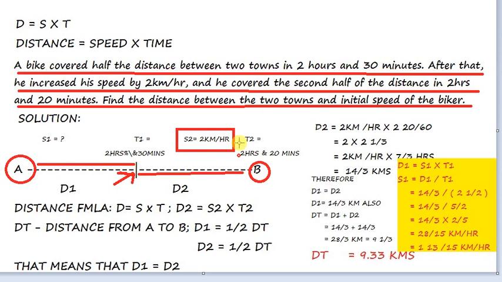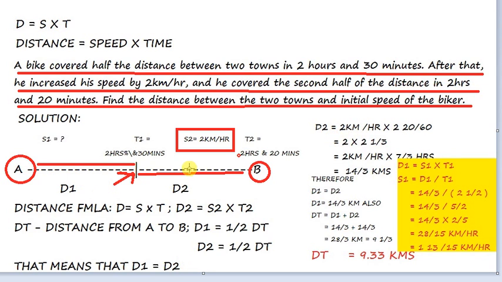Now look at this one. You have the given speed, and the time from this point to this point is 2 hours and 20 minutes, or 2.33 hours, because 20 minutes is just 1/3 of 60 minutes, and 60 minutes is 1 hour. Therefore 20 over 60 is already 1/3. So we have distance 1 and distance 2. The distance formula is d equals speed times time, so d2 is also 2 times t2. That dt is the distance from A to B. Therefore d1, as mentioned in the problem, is only 1/2 of dt, and d2 is also 1/2 of dt. That means that d1 and d2 are actually equal.